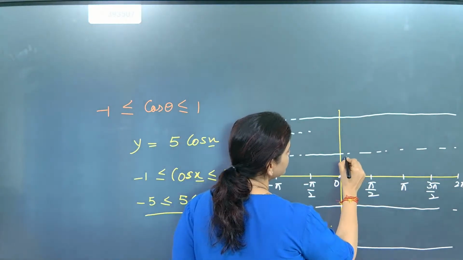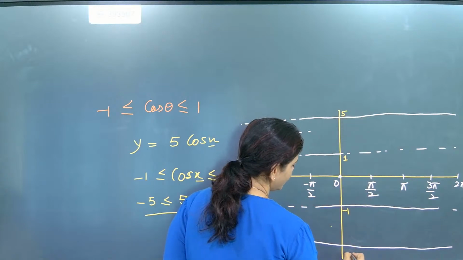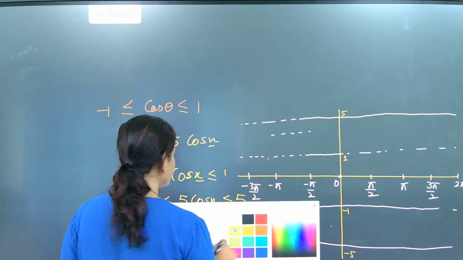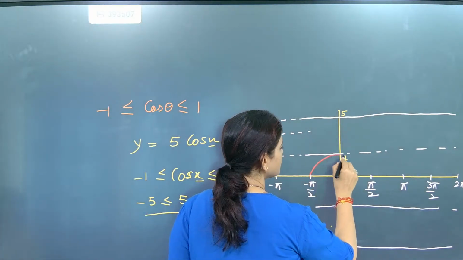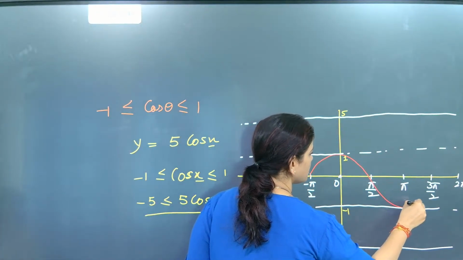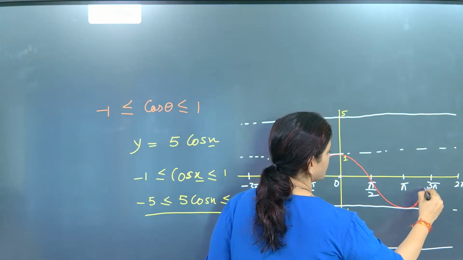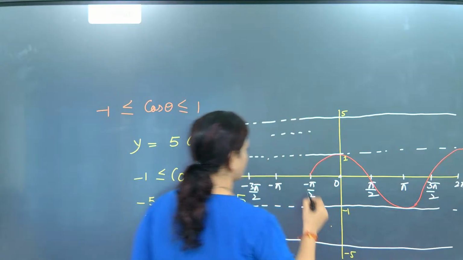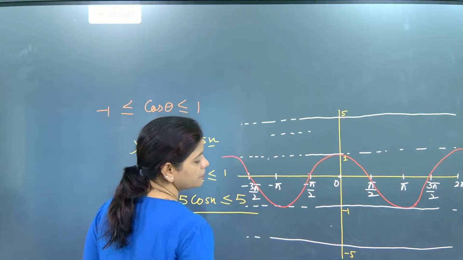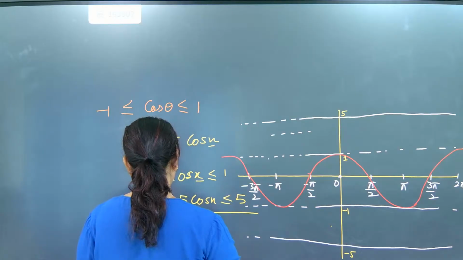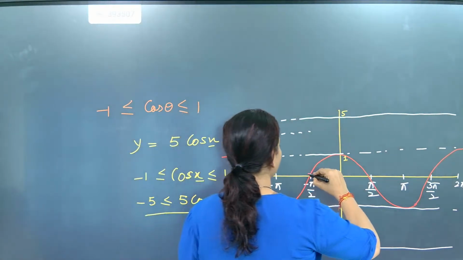Now look here, it is coming as 1 and here as -1. Here I have taken 5 and here -5. So first I am drawing for cos, simple, it will come like this. This is for cos. Now for cos 5, if we are going to draw it, how will it be? Same.